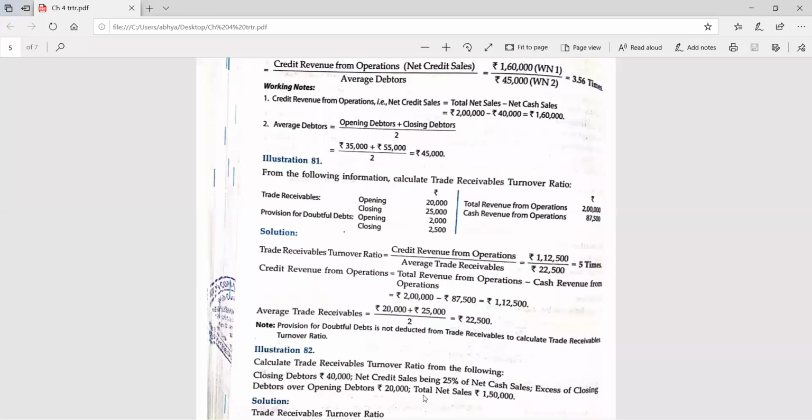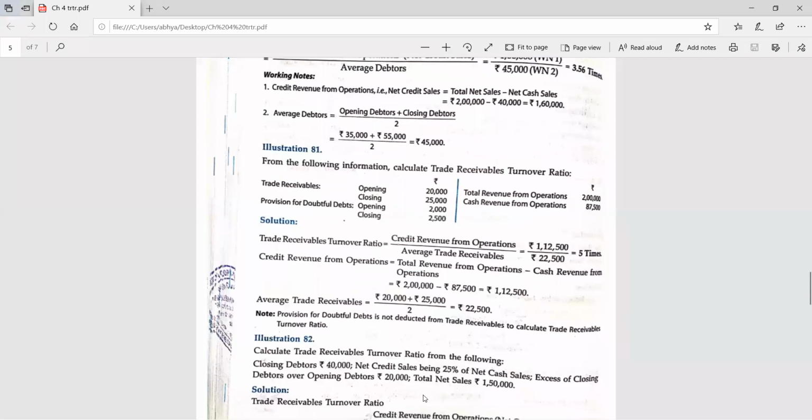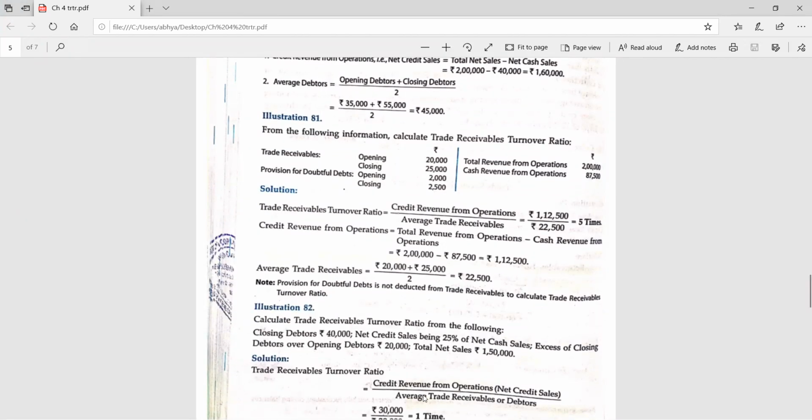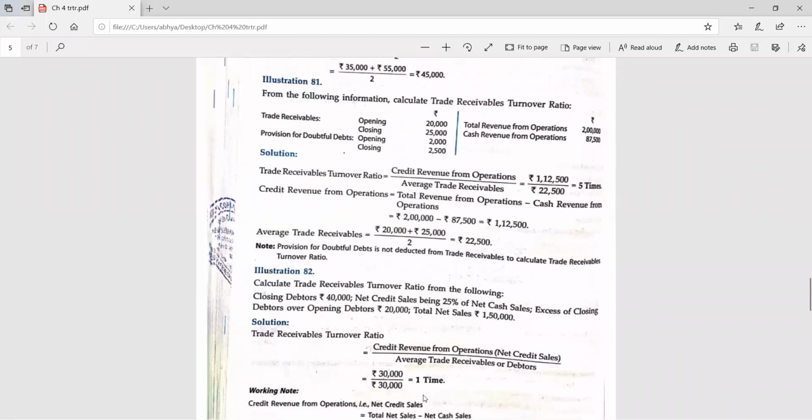So we will be able to calculate the average debtors. 40 plus 20, 60, divided by 2. So 30,000 is the average debtor. If you are solving this question in the exam, till here only you will get 1 or 1.5 marks at least, because for every step you will get marks. For writing just the formula, you will get half a mark. So for the trade receivable turnover ratio, 30,000 is the average trade receivable.